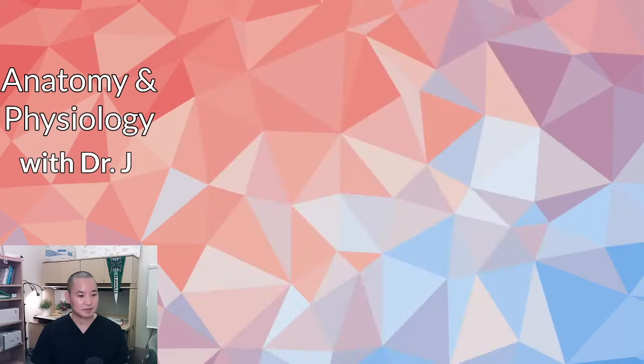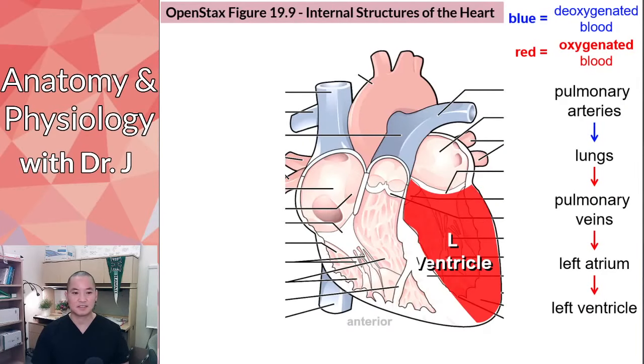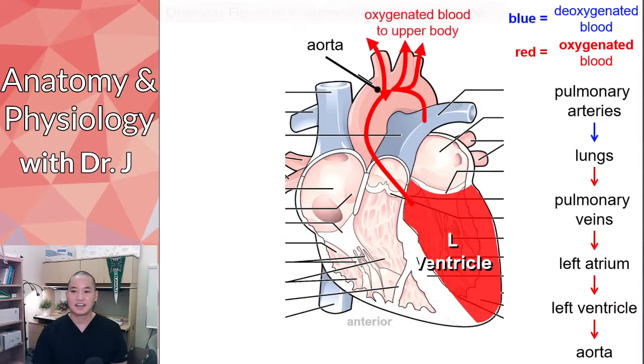So then what we have here is, again, the left ventricle. So when it contracts, where is it going to squeeze? It's going to squeeze oxygenated blood into the aorta. And again, the aorta, this big vessel leading from your heart, carries oxygenated blood. You have the three main branches here up to your upper body.